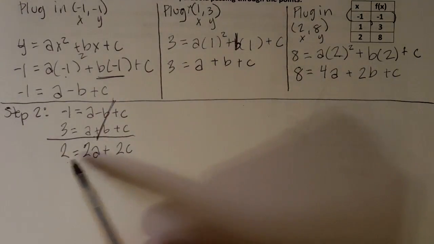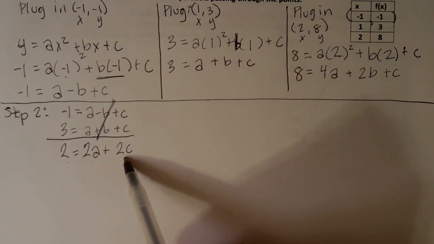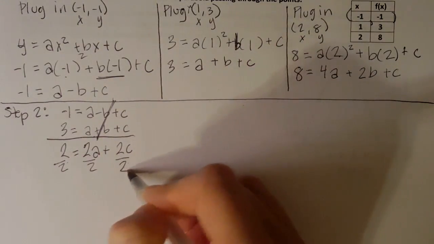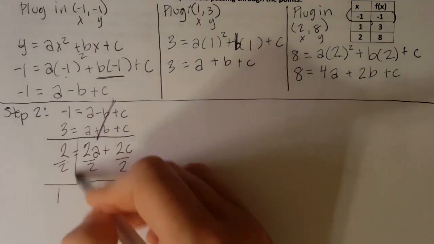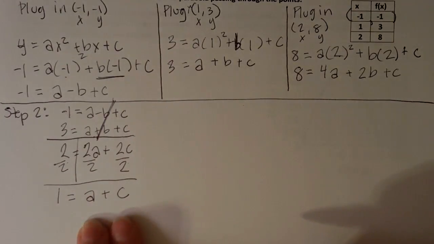I'm going to do one extra little simplification. See how all the coefficients are 2's? That means they're all divisible by 2. I can divide, as long as I do it to everything, I can divide everything by 2. So I have 1 equals 1a plus 1c. So the b has been eliminated. Okay, what I want to do next is get another equation where the b is eliminated.